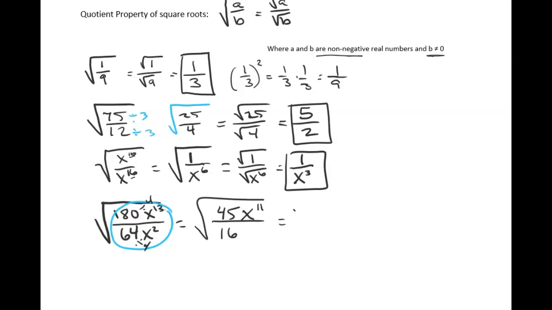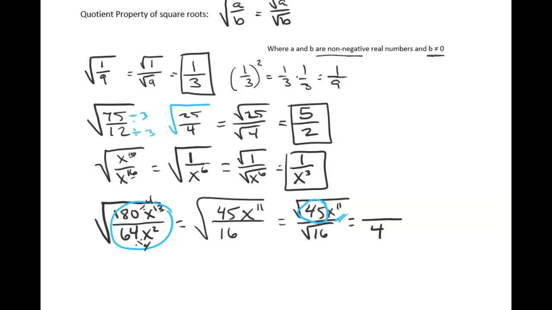Now I'm ready to use my quotient property, and I'll split it up into the square root of 45x to the 11th on top and the square root of 16 on the bottom. The bottom I can evaluate nicely. The square root of 16 is 4. The top, however, has two things going on. One, I notice that the number 45 is not a perfect square, and I notice the variable has an odd exponent. So I'm going to have to split both of those up.